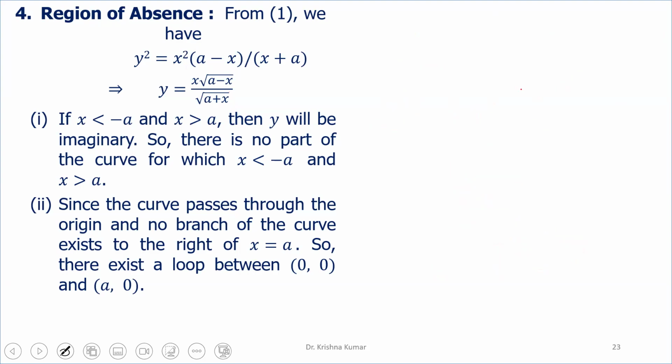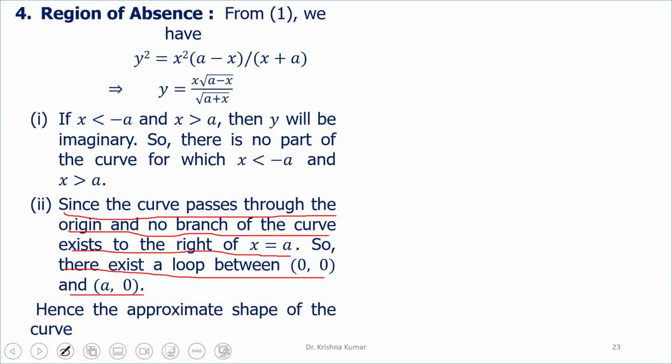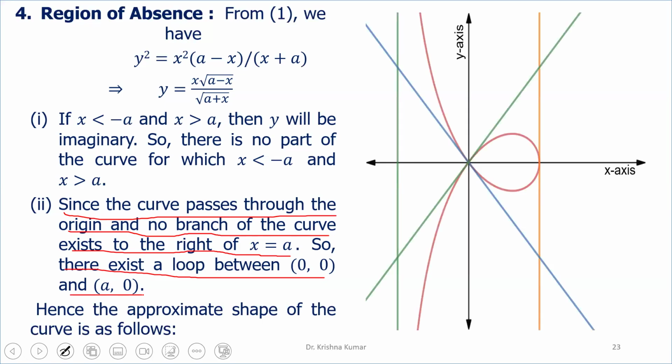So let us try to trace this curve. Since the curve passes through the origin and no branches of the curve exist to the right side of x equal to a, there exists a loop between (0, 0) and (a, 0). This is a very important point. So let me trace the curve, then it will be very clear how to trace it. The first thing is y equal to x is the first tangent at the origin. This is y equal to minus x, the second tangent at the origin.